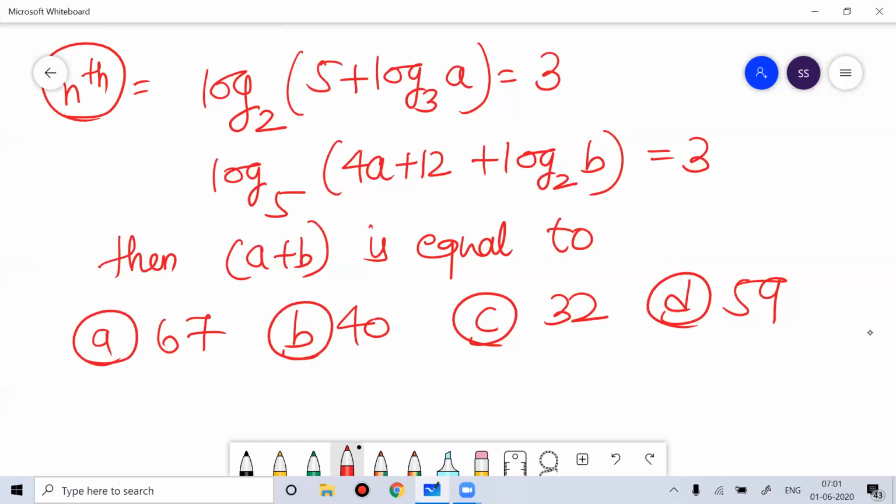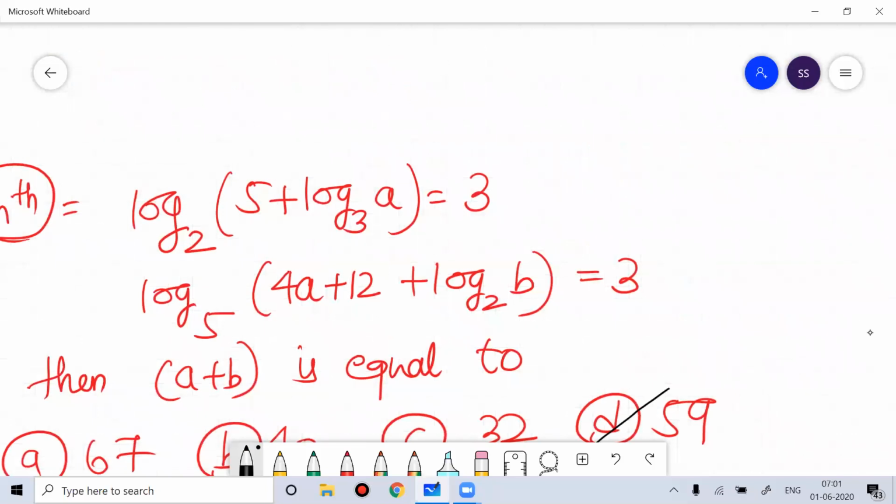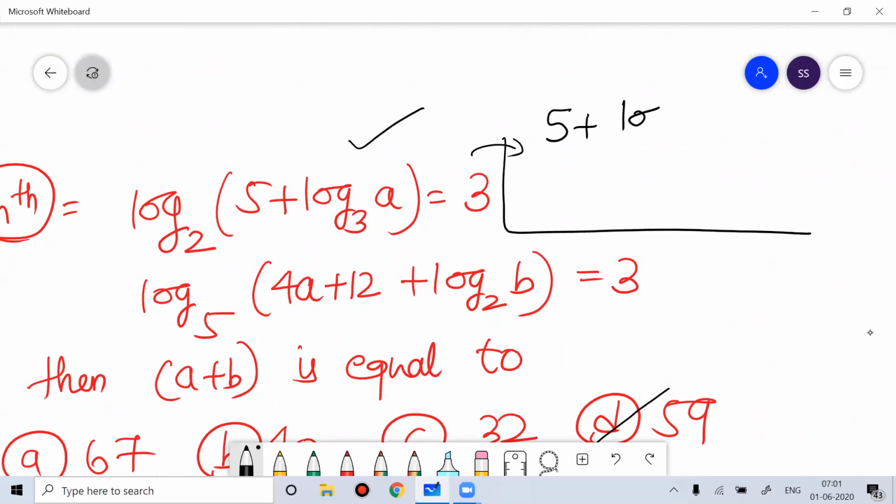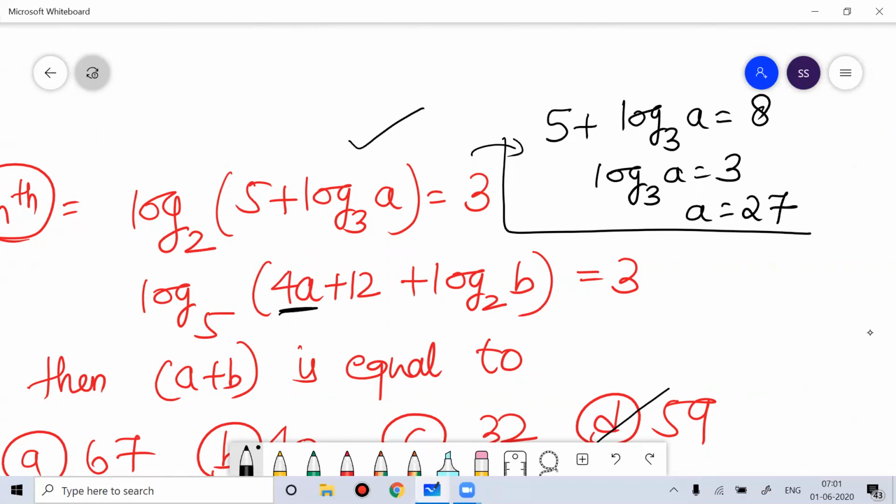So I believe by this time you would have got the answer. The answer is 59. So very easy to solve it. The first step, whenever you see a question like this, you should understand this. 5 plus log base 3 of a will be equal to 2 to the power 3, means 8. Means log base 3 of a is equal to 3. Means a is equal to 27. Okay, so the value of a you got is 27.